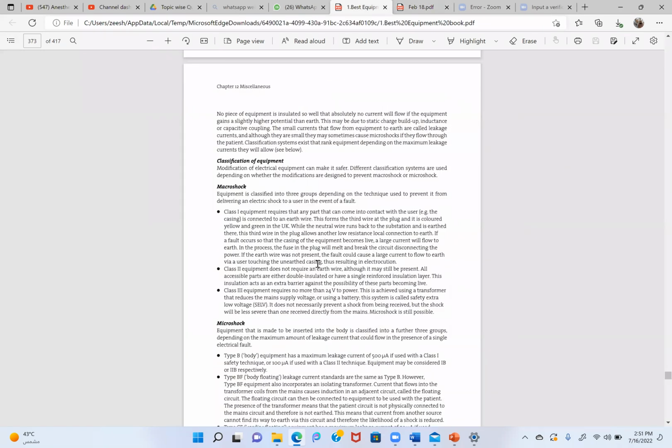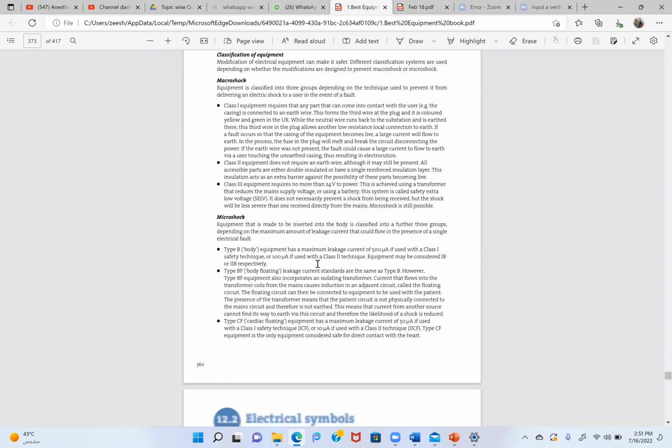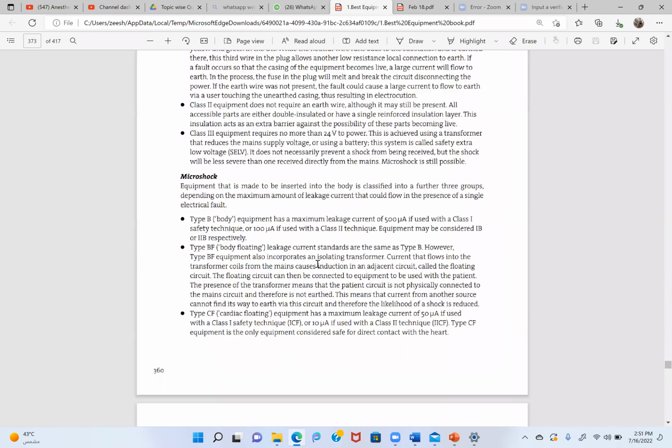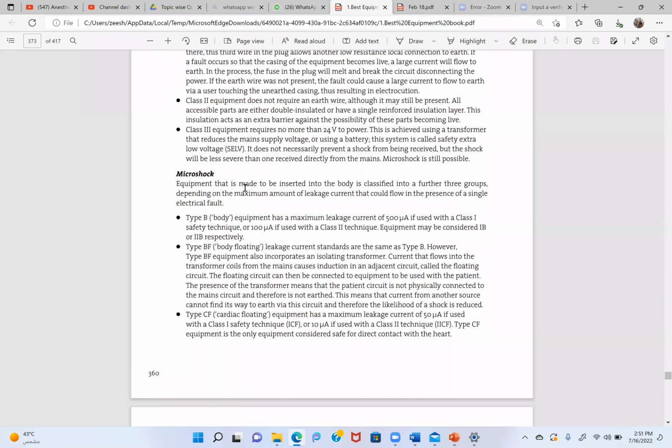Let us confirm this micro shock. Equipment that is made to be inserted into the body is classified into further groups, because I have forgotten everything about it, so I have to read about it. So this one you should know, because in some MCQs, have you ever faced this question about the type of equipment? Anyone, please? Azhar, did you see any question like that? Sir, in certain MCQ books, yes, sir. In the previous MCQ there was a question.